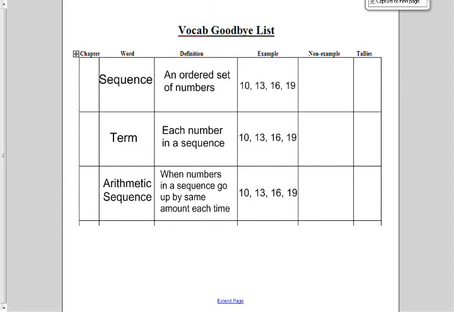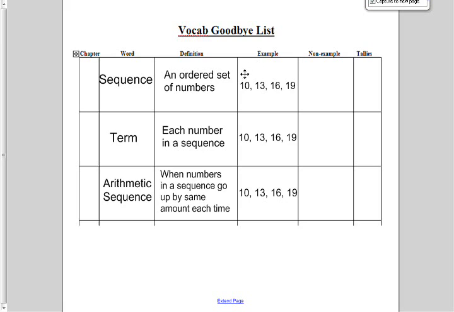All right, here's our vocabulary for today. The first word is sequence. A sequence is an ordered set of numbers. The way that I know if a set of numbers is a sequence is if I can identify a rule and predict what comes next.